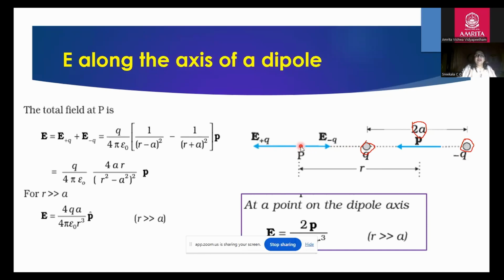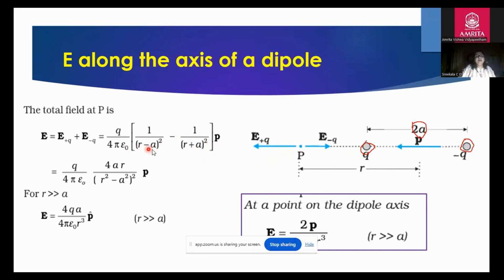So the direction will be along this direction, that is from minus Q to plus Q, which is the direction of P. Direction of P is from minus Q to plus Q, which is along the left side of the screen. So that is represented by this P here. That will give the direction, the P vector. It is not the magnitude, it will represent only the direction. This P will represent only the direction. So this is actually unit vector P. So the value will be the greater value minus the lesser value. So 1 by (R minus A) the whole square minus 1 by (R plus A) the whole square.